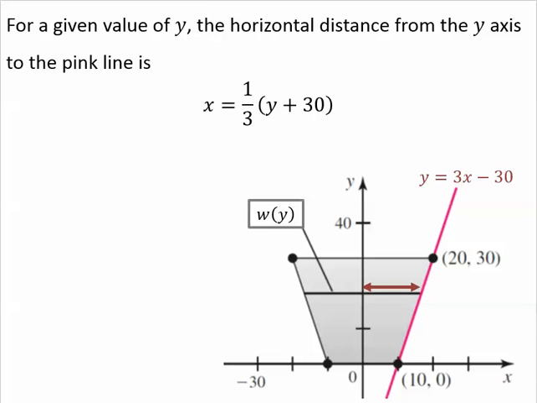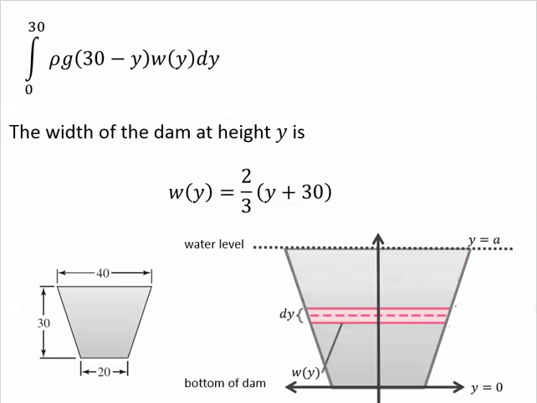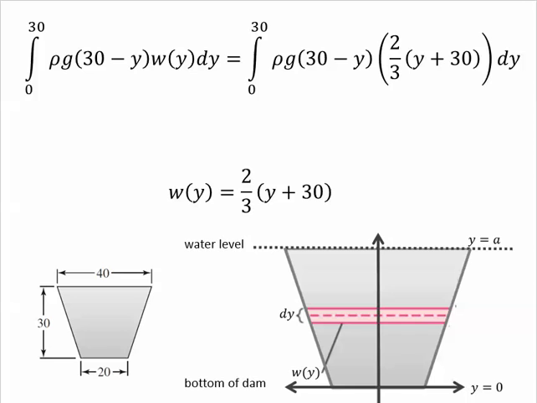Solving for x gives me the width from the y-axis to the pink line. So for a given value of y, the horizontal distance from the y-axis to the pink line is given by x. Now we want twice that. So the width of the dam is 2/3 of y plus 30. And we're ready to integrate.